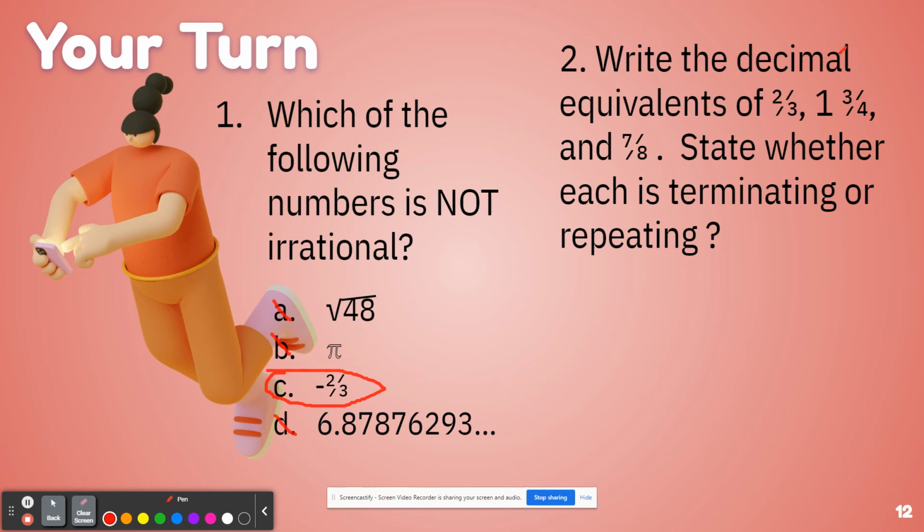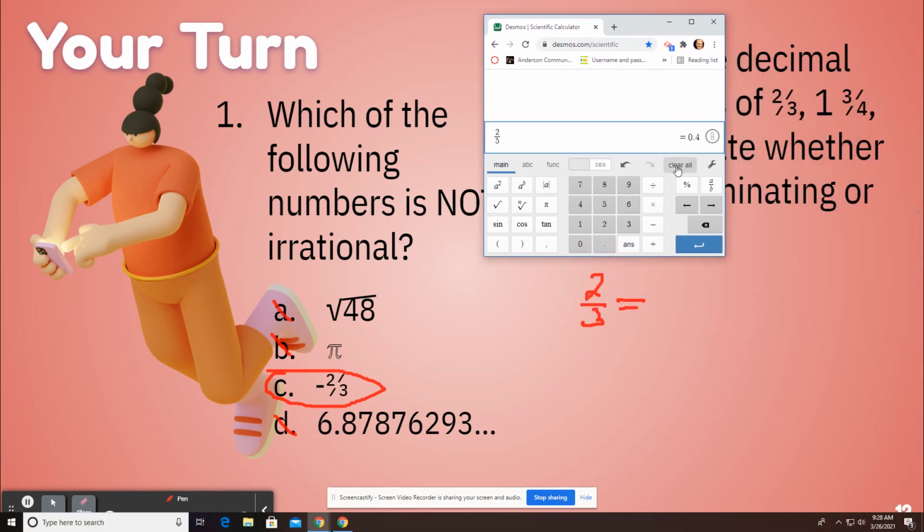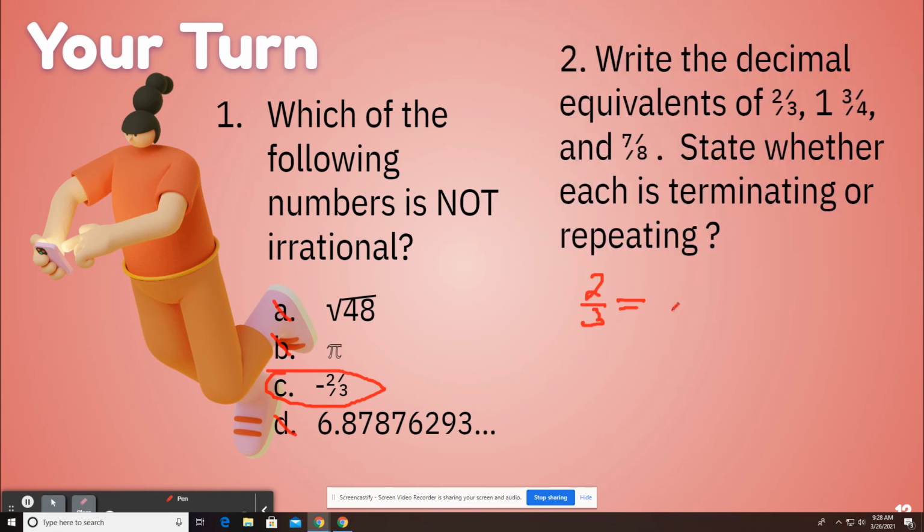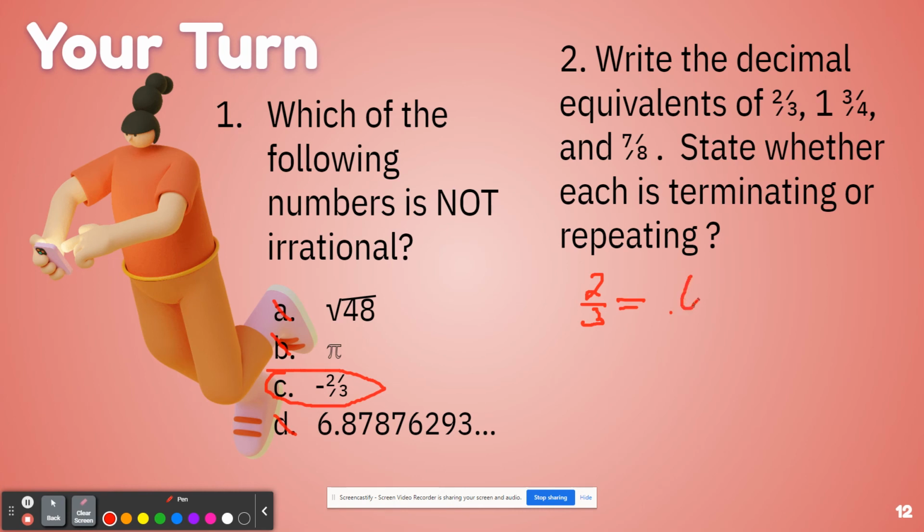So it says write the following equivalents of 2/3, 1 3/4, and 7/8. State whether each is terminating or repeating. So 2/3, again, you're going to use the calculator. You're going to find that that is 0.6 repeating. 0.6 repeating forever. Obviously repeats.